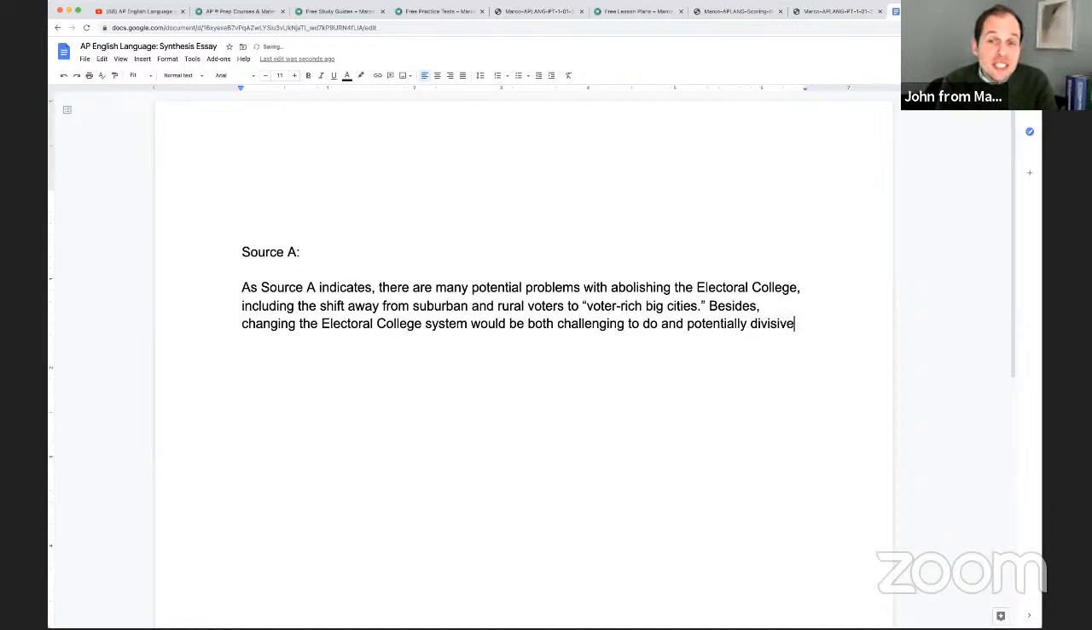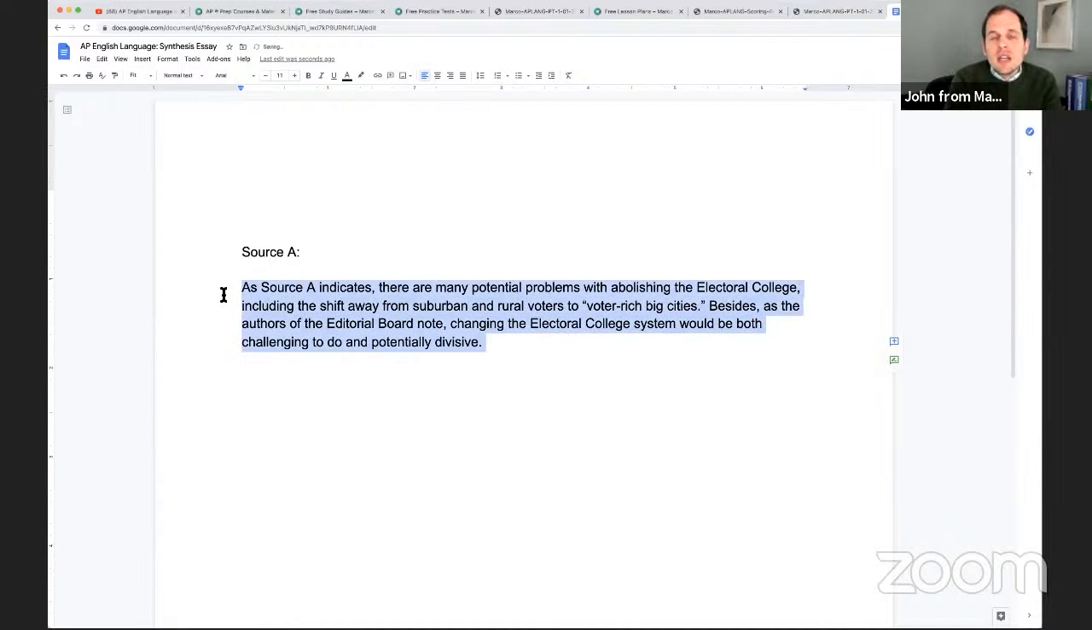Divisive. As the authors of the editorial board note, so this is a nice way that I've engaged with two specific moments in source A. I could sort of title source A, which is keep Electoral College.